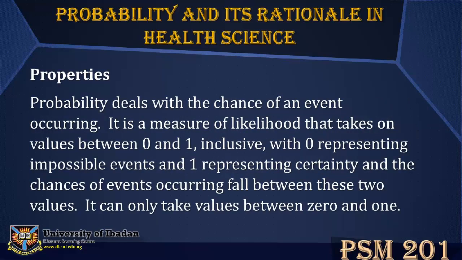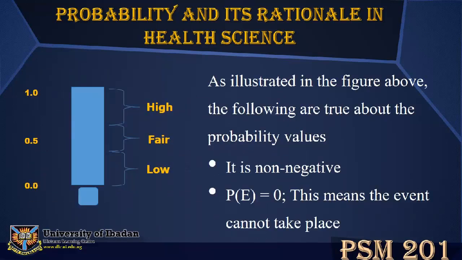Properties. Probability deals with the chance of an event occurring. It is a measure of likelihood that takes on values between 0 and 1, inclusive, with 0 representing impossible events and 1 representing certainty, and the chances of events occurring fall between these two values. It can only take values between 0 and 1. As illustrated in the figure above, the following are true about the probability values. It is non-negative.